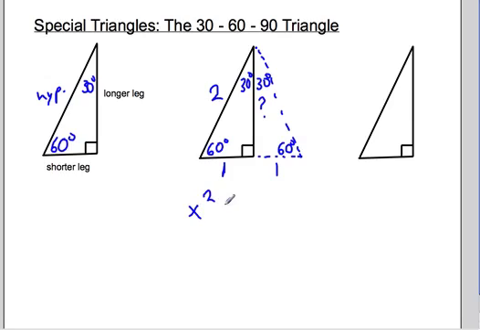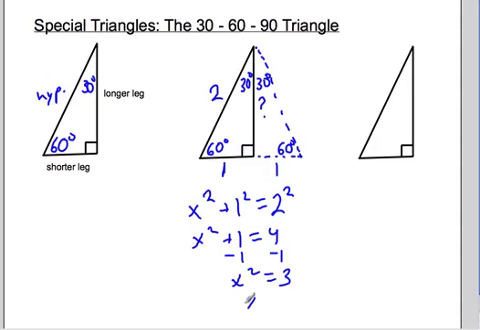We're going to have x squared plus 1 squared equals 2 squared by the Pythagorean theorem. Let me square these numbers and I get this. Subtract 1 from both sides. X squared equals 3. X equals root 3. So this quantity here is root 3. Okay, so we have this relationship here. We have 1 for the shorter leg, 2 for the hypotenuse, and the longer leg is root 3.